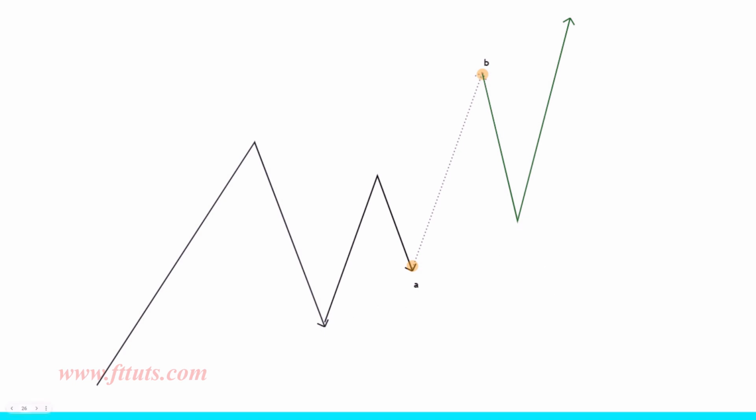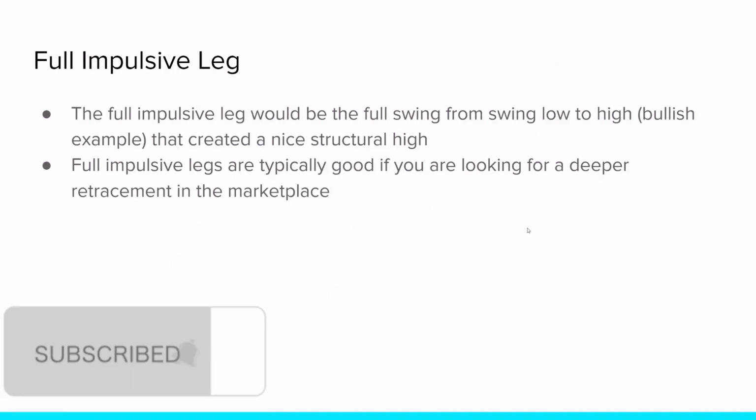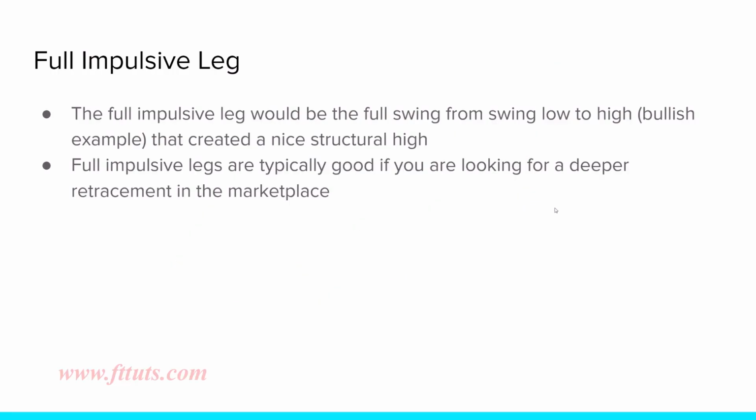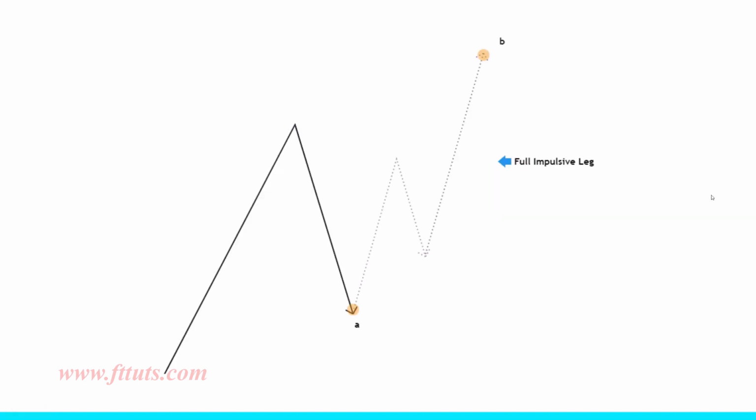Now, the full impulsive leg, as I already stated, would be the full swing from the swing low to high in a bullish example. That created a nice structural high. Full impulsive legs are typically good if you are looking for a deeper retracement in the marketplace. We're going to show you that same example, but the full impulsive leg would just be from point A to point B. Now, in the next video, I'm going to show you good illustrations of this on the TradingView chart to give you a visual representation with the actual candlesticks.